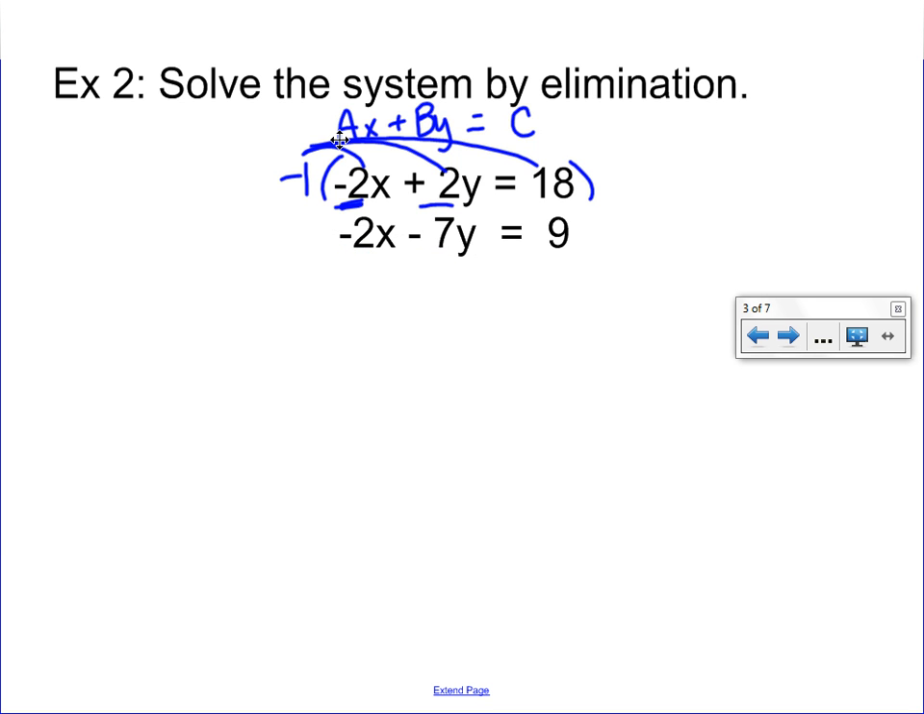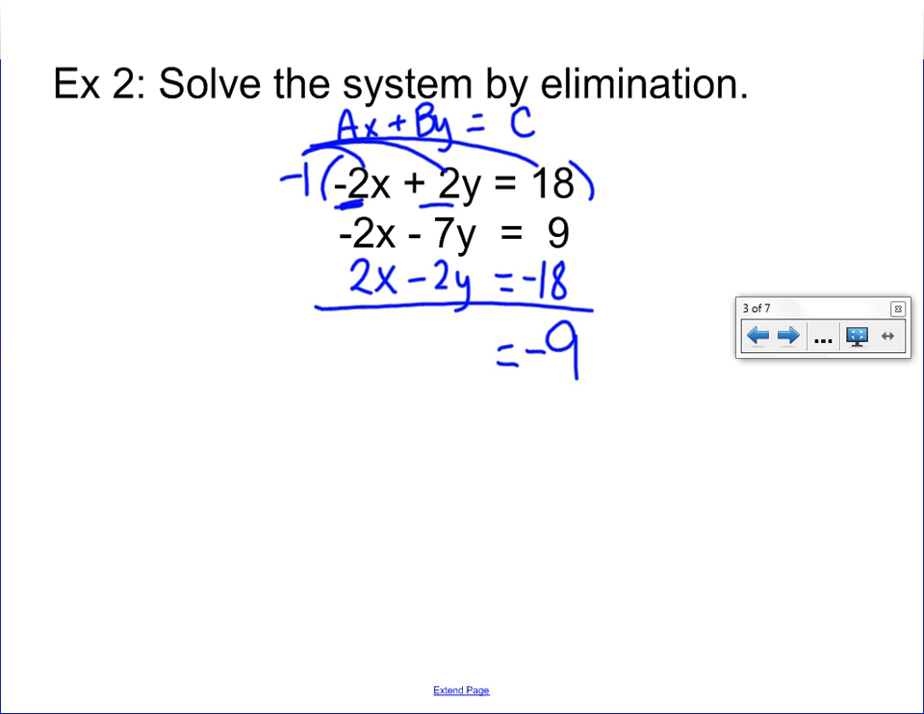So -1 times -2x is going to give me a +2x. -1 times 2y gives me -2y. And then -1 times 18 is -18. Now I have opposite coefficients. I have -2 and 2. Those are opposites. So I'm going to just combine my equations. So I have 9 minus 18 is -9.